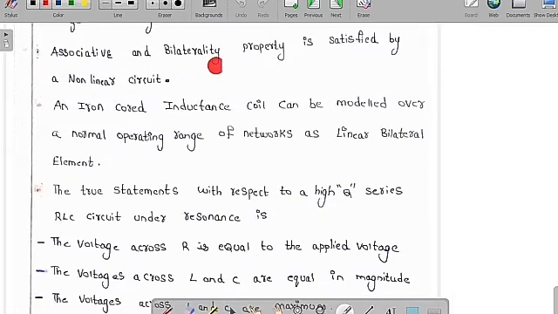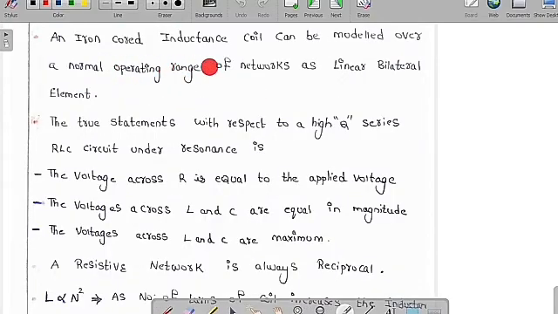So the associative property and the bilateral property can be satisfied by a non-linear circuit. Always see, a non-linear circuit will never satisfy the superposition principle, but it can satisfy the associative property and also the bilateral property. An iron core inductance coil can be modeled over a normal operating range of networks as a linear bilateral element. See, suppose there is an iron core on which you wind some amount of coil, then we can model it for a normal range of frequencies as a linear bilateral element.